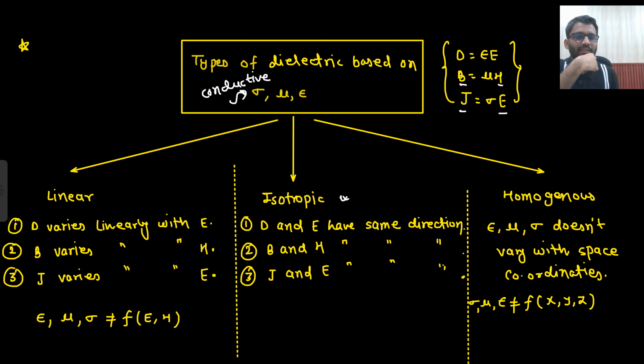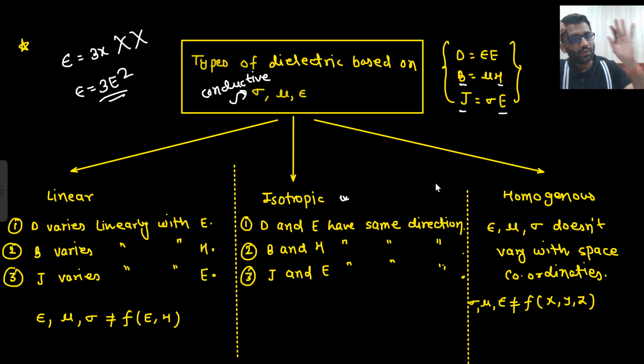Let's study homogeneous. What do you mean by homogeneous medium? Homogeneous is associated with space coordinate. Basically, epsilon, mu and sigma should not be a function of space coordinate. In the previous example, I said epsilon equals 3x, so this is not homogeneous. Epsilon equals 3E square will work for homogeneous. So homogeneous means epsilon is not a function of x, y, z or rho, phi, z or r, theta, phi. It should not be a function of space coordinate.